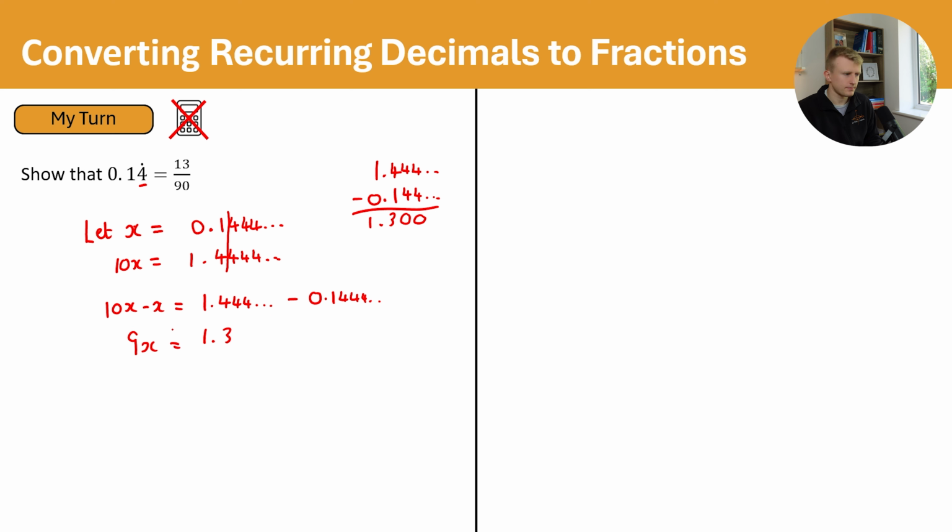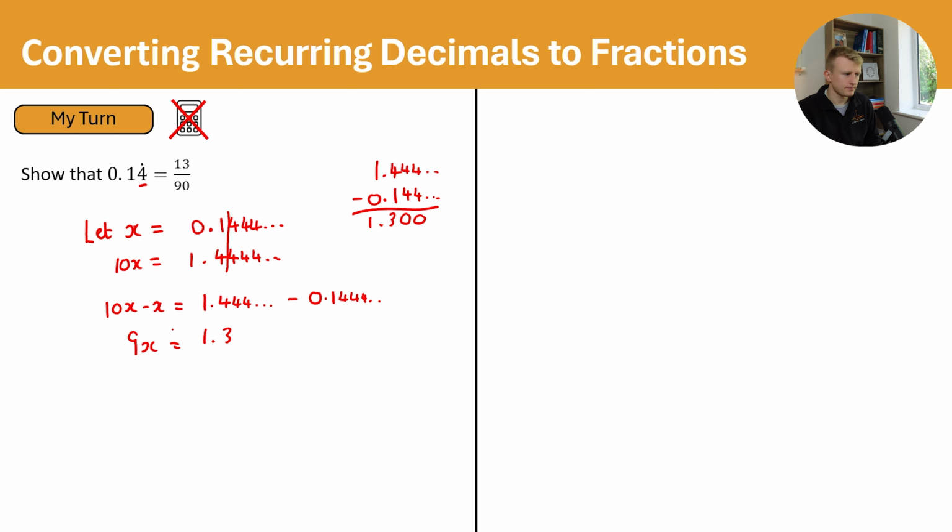Quick column subtraction off to the side. I'll just line these up, and I'll line up the 0.566. 6 subtract 6 is 0, 6 subtract 6 is 0, 6 subtract 5 is 1, and 5 subtract 0 is 5. So 5.1 is my answer to the right hand side of this. 10x subtract x is 9x.